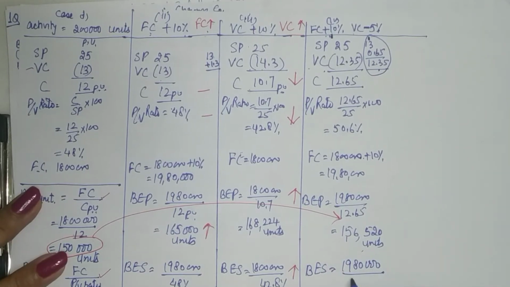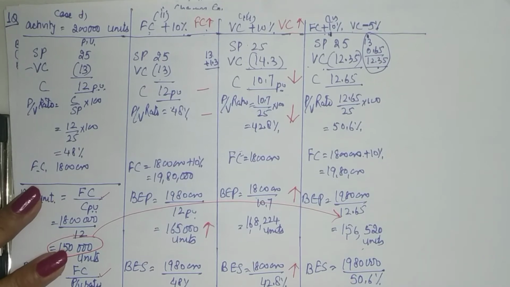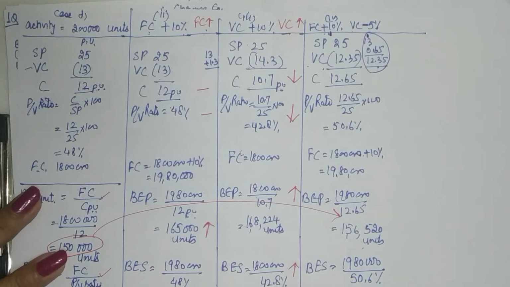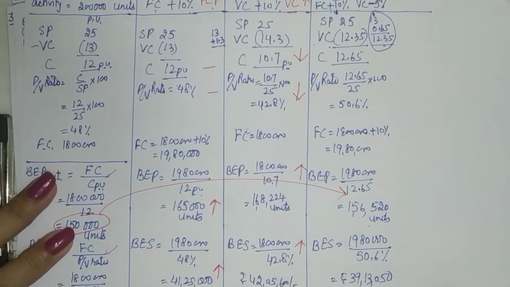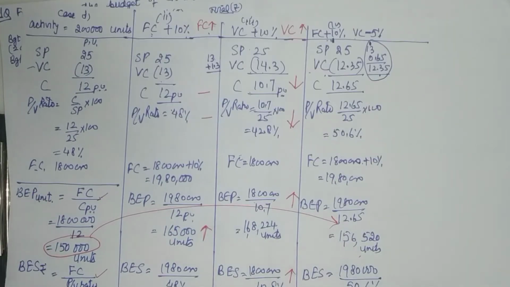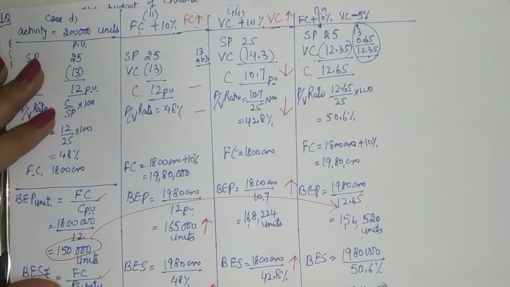And the same will be the case of break-even sales also. 19,80,000 upon PV ratio, that is 50.6%, that gives you 39,13,050. So your break-even point has increased. So increase in the cost is going to move up our break-even points. Okay. Now let us take up another scenario.